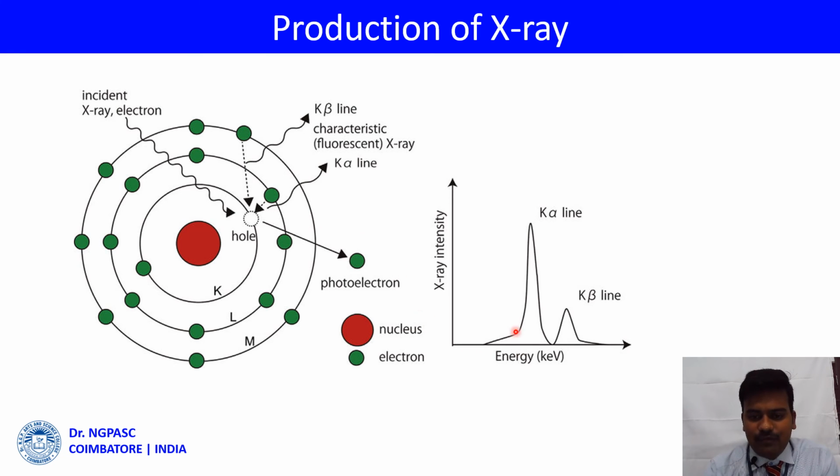Here the graph shows that when the electron comes from the L shell, the energy level is very high. When the electron comes from the M shell, the energy level is somewhat lower, so it produces X-rays of less power. The energy potential level is somewhat less compared to the L shell. I hope you can understand what X-ray is and how it is produced. This is the main and basic idea of the production of X-ray.